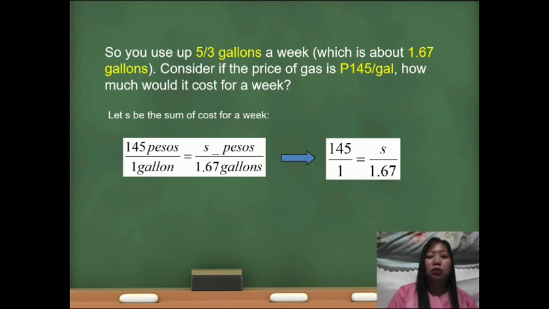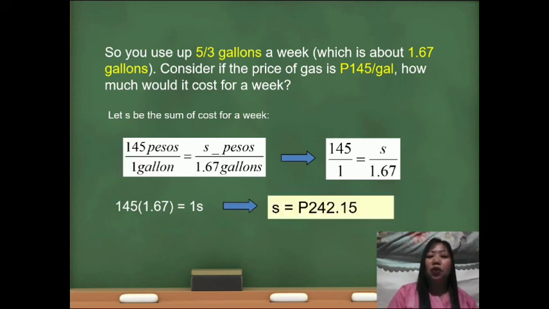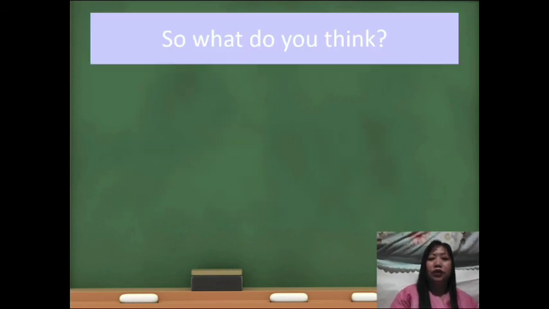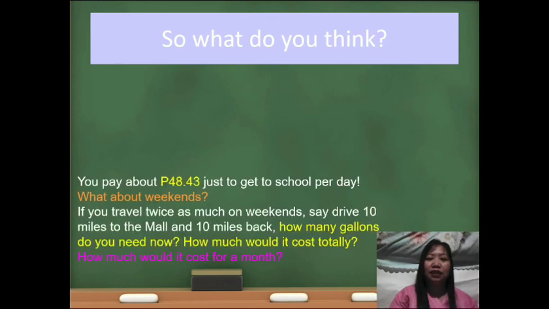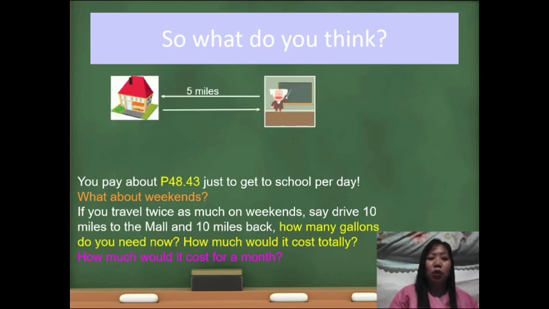So by cross multiplication, we have 145 times 1.67 is equal to 1S. So you will cost 242 pesos and 15 cents in a week. So what do you think? If we divide the total cost for 5 days, you pay about 48 pesos and 43 cents just to get to school per day. What about weekends?